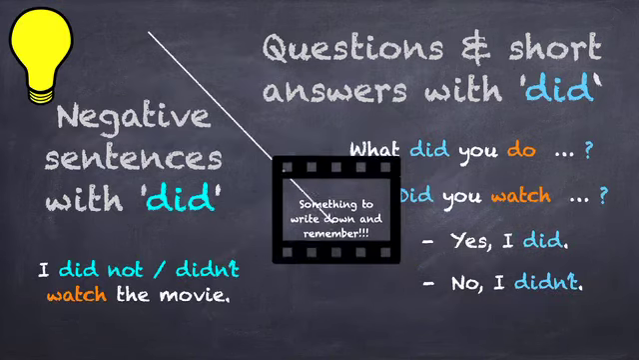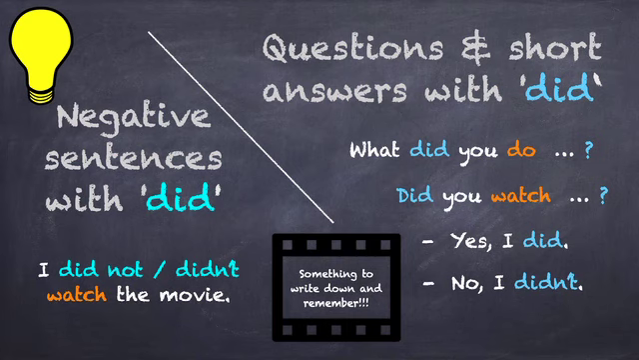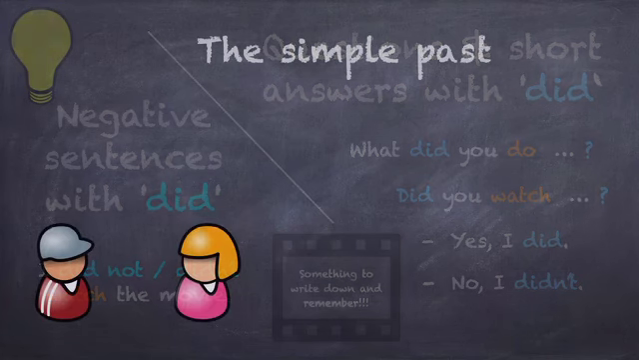Now you can have a look at all the rules again. If you want to, stop the video here, read everything again, or even write it down. Don't forget that the verb after did or didn't is always an infinitive and not the simple past.